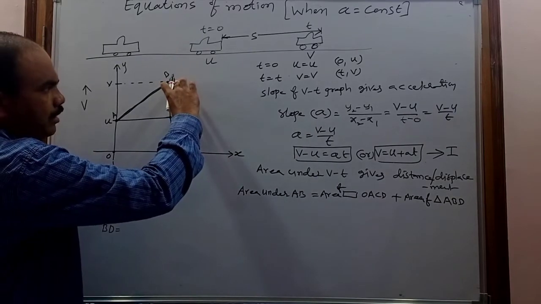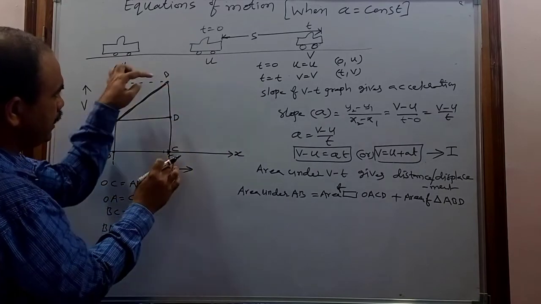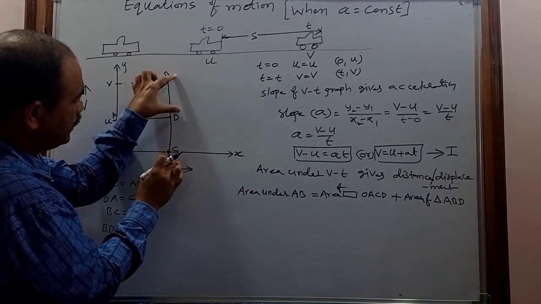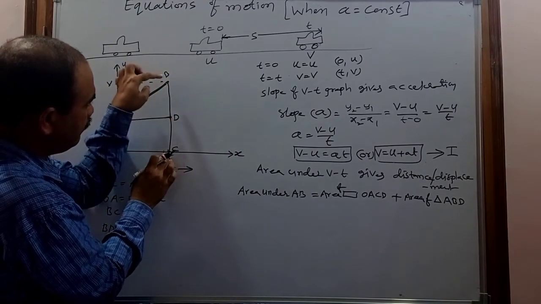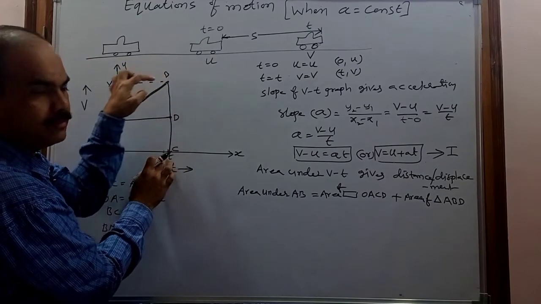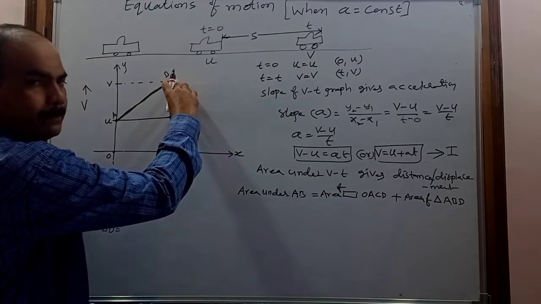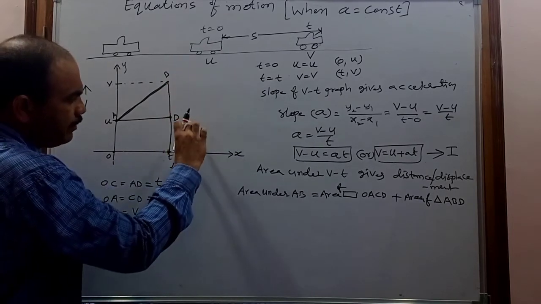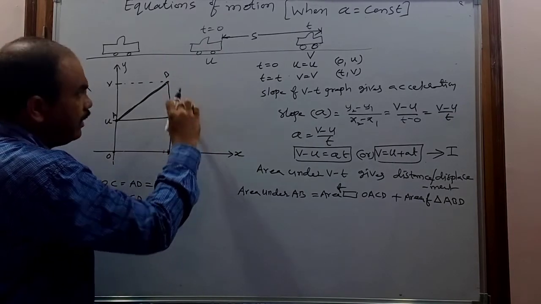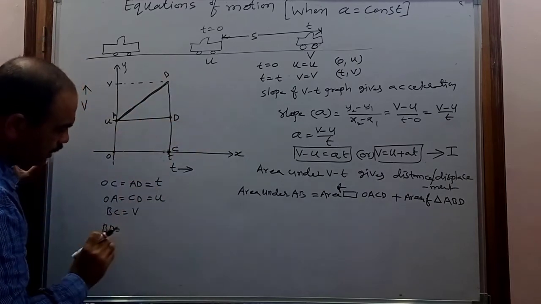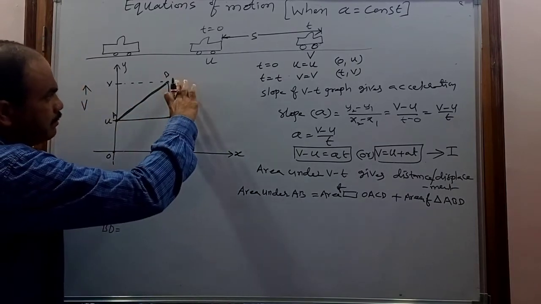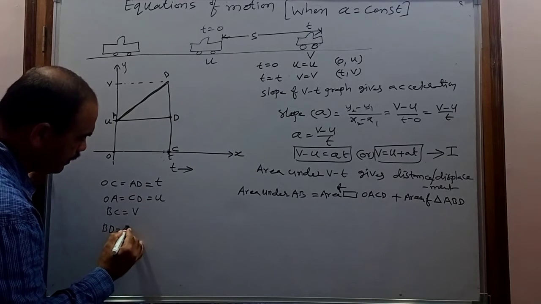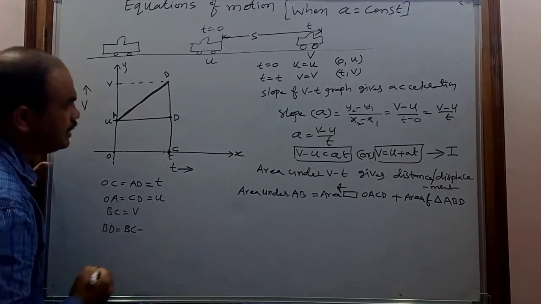To find the BD length, I am subtracting this CD length from BC. So BD can be written as BC minus CD.